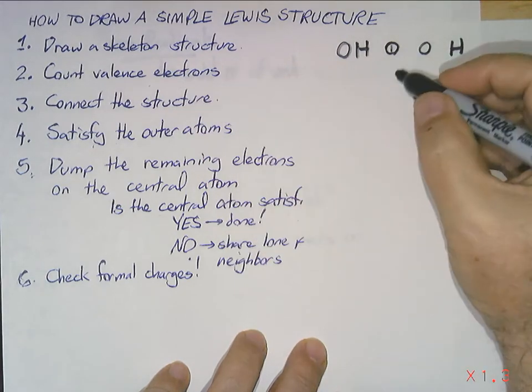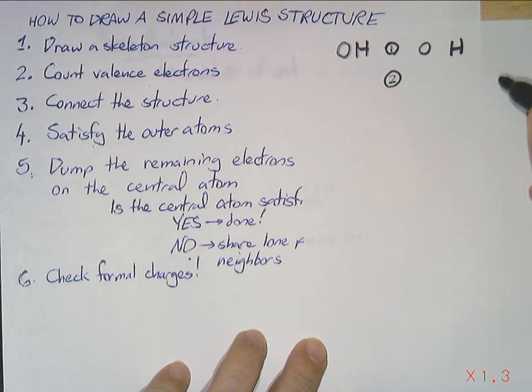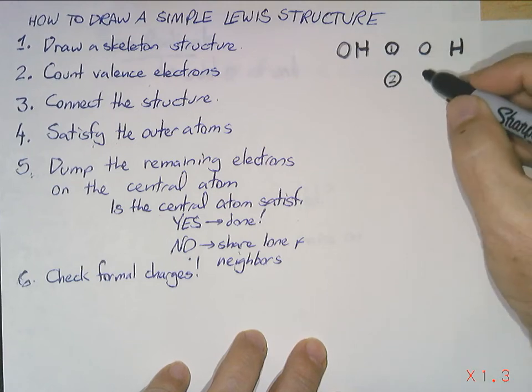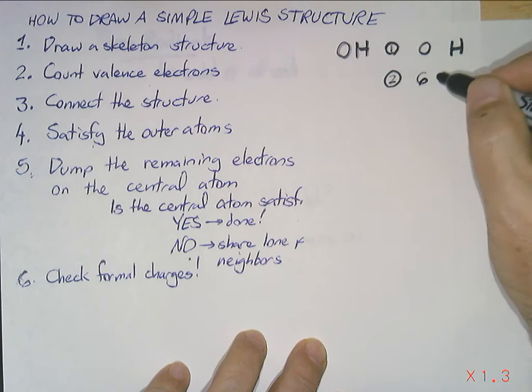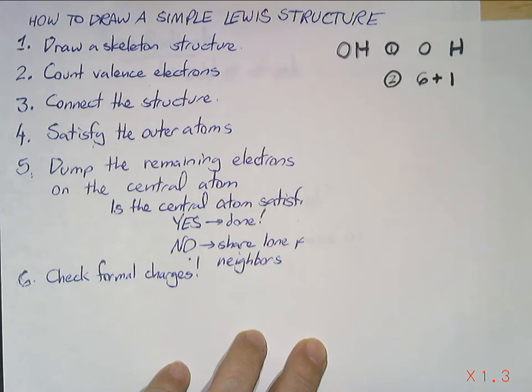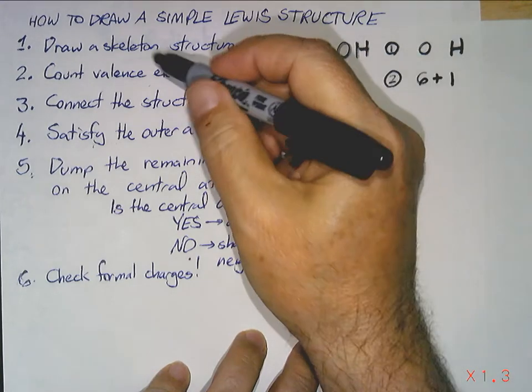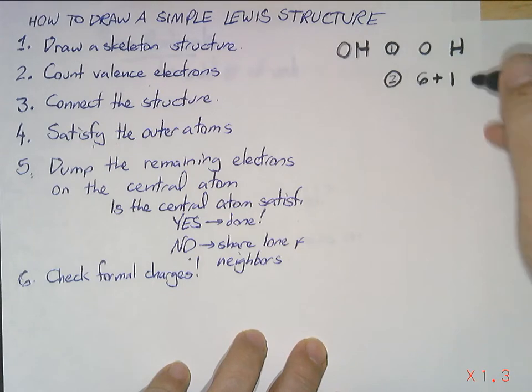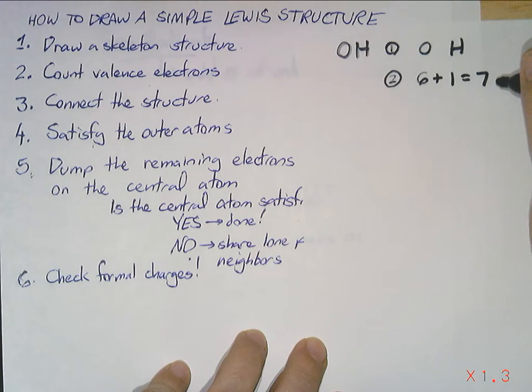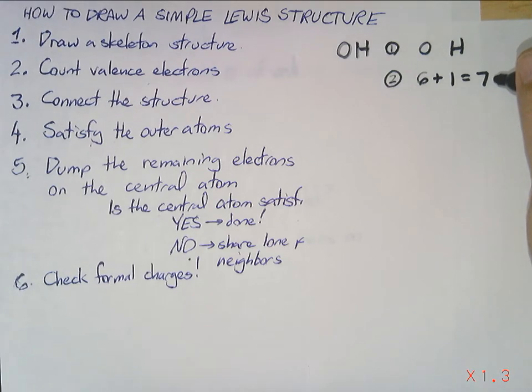Step two, count the valence electrons. If I look at the periodic table, oxygen has 6, and hydrogen has 1 valence electron. So my count of the valence electrons is 7. Now, whenever I get an odd number for this count of valence electrons, I'm always going to pause, because then it's going to be impossible for me to draw a structure where everything satisfies the octet rule.